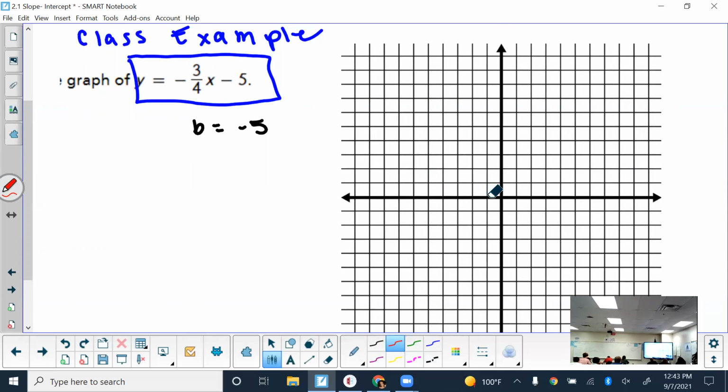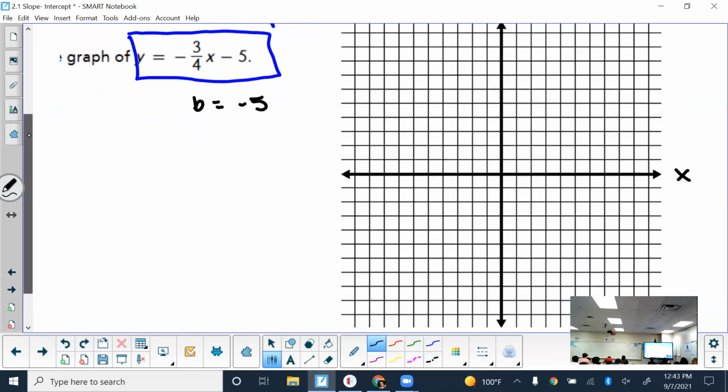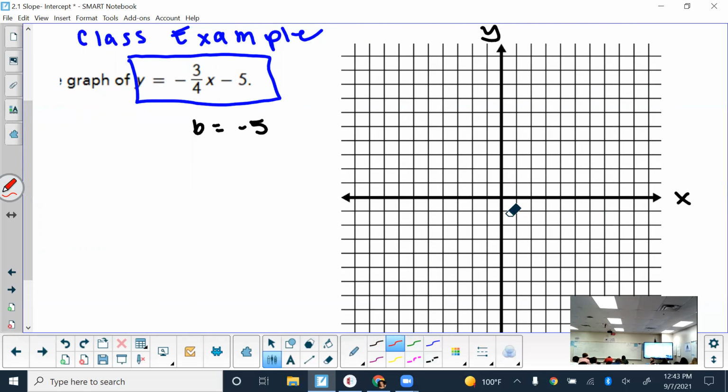Does that mean that it goes over here? Yes. Does it? No. It goes down. Where did I plot it accidentally? On the x-axis. Good. You need to plot your y-intercept on your y-axis. I see kids do that all the time, so don't make that mistake.